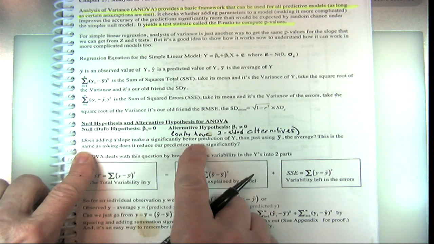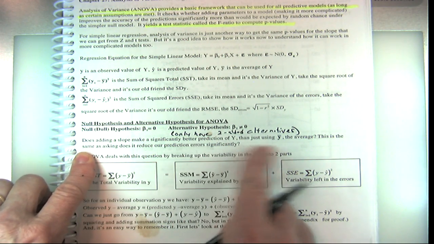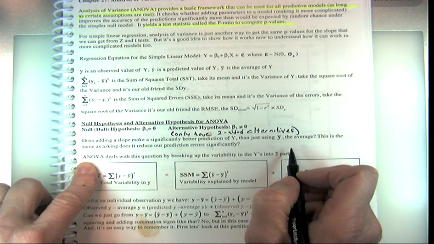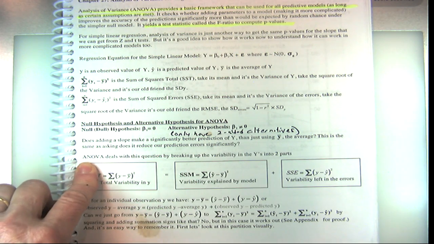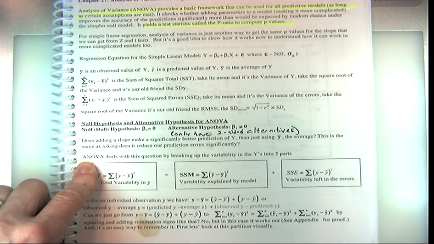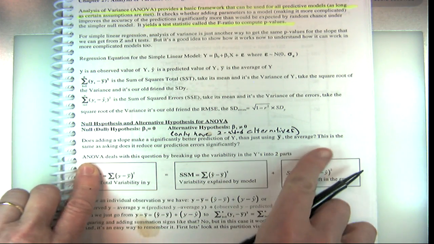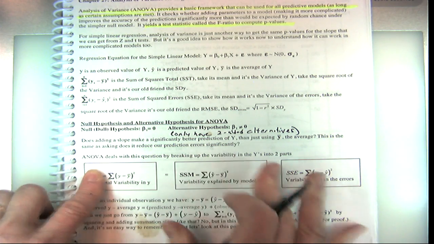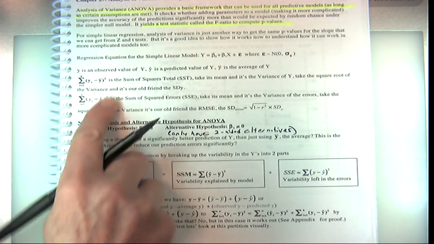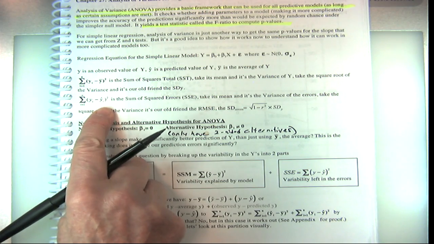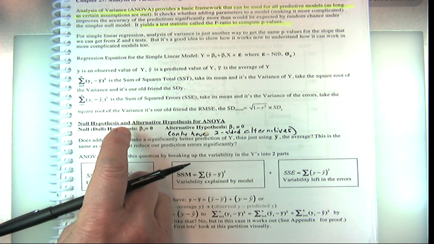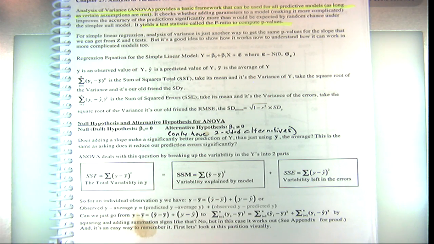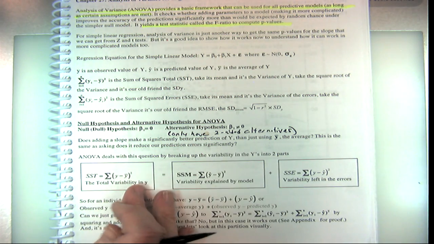All right, so does adding a slope make a significantly better prediction than just using the average? We already tested that using a z and a t. We're doing the identical thing, but you'll see we'll get a similar answer when you do it. This is the same as asking, does it reduce our prediction errors significantly? Now, how does ANOVA deal with this? Because we have to do all these sums of squares here, and we can't boil anything down to a single sign difference, right? We're going to have to do something very similar, basically a z squared or a t squared here.